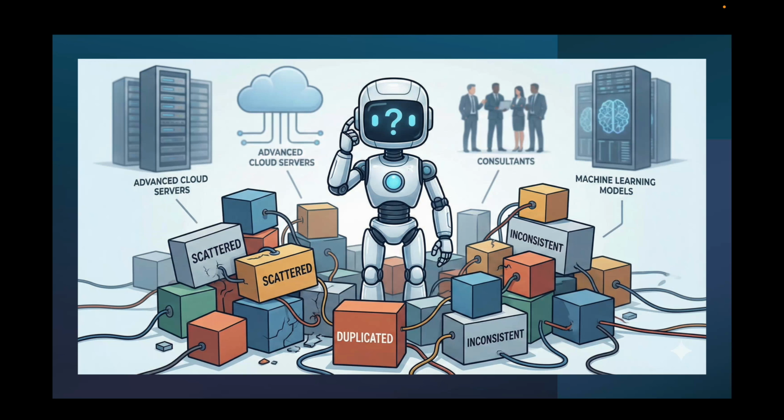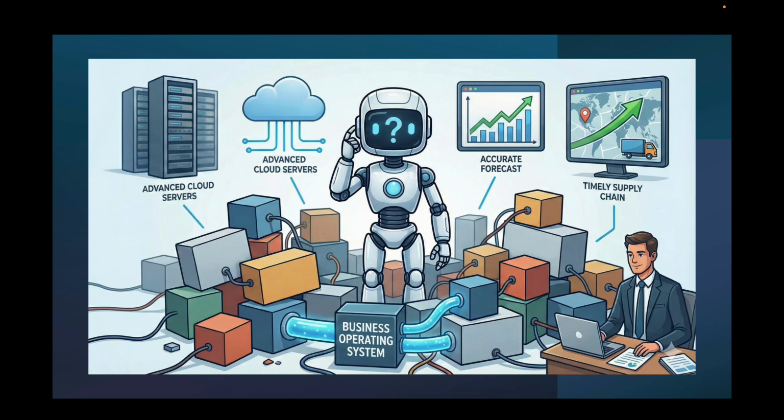You can buy the best models, the fastest cloud, the smartest consultants, but if your data is scattered, duplicated, and inconsistent, your AI, your reports, and even your daily operations will all give you inconsistent answers. Data is not just an IT asset anymore, it is the operating system of the business. It decides whether a forecast is accurate, whether a supply chain reacts in time, and whether an AI agent makes a smart recommendation or a disastrous one.